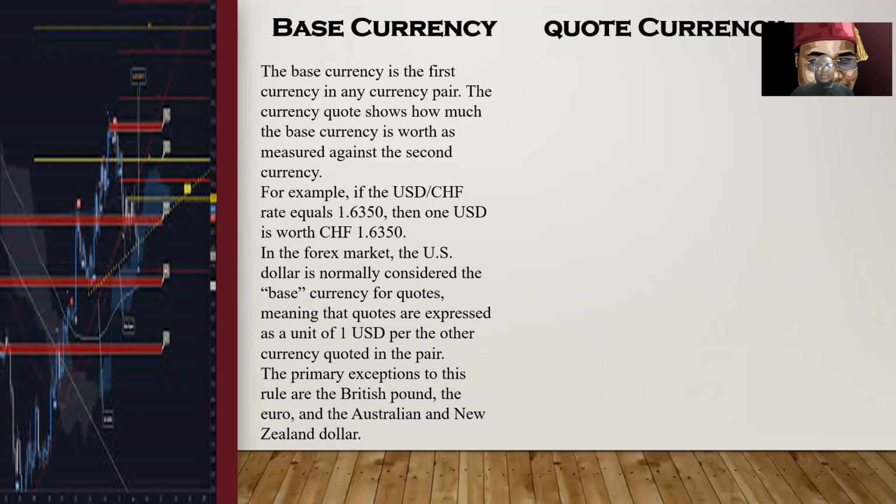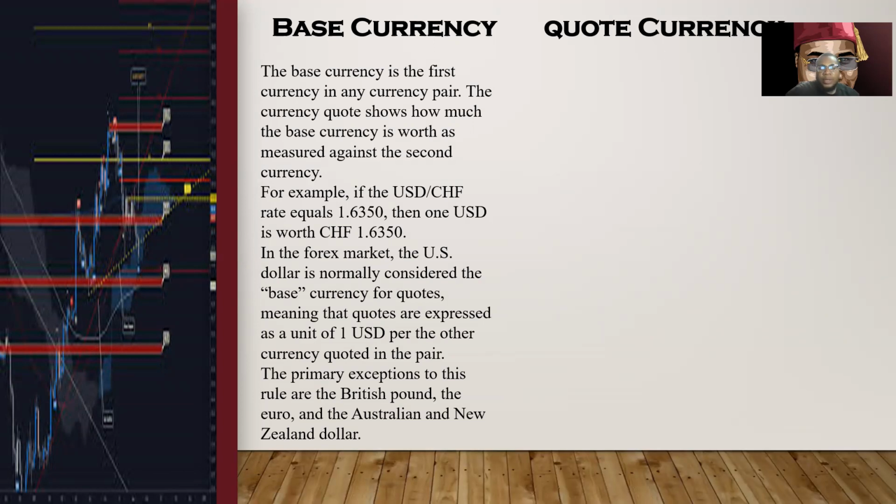All right. USD is the base, while the quote is the CHF. So for example, if the USD CHF rate equals 1.6350, then one USD is what CHF? One USD is 1.6350 CHF. So in the forex market, the US dollar is basically considered the base currency for quotes, meaning that quotes are expressed as one USD per the other currency.